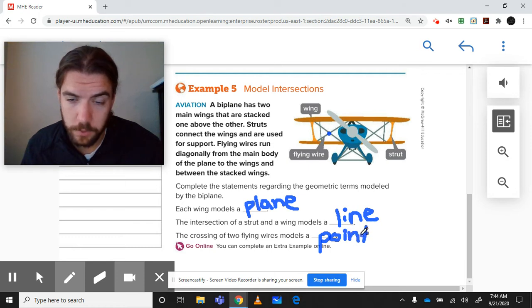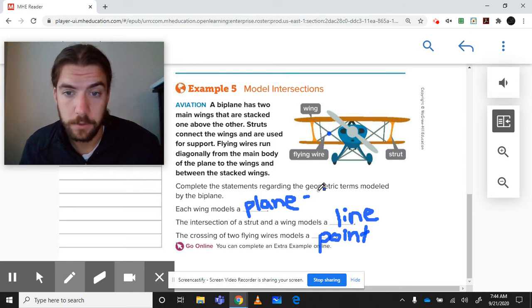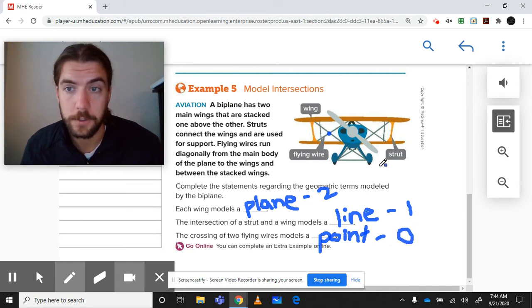So let's just review the dimensions of all these things. A plane is two-dimensional. If you combine two planes and you find their intersection, you see a one-dimensional line. And if you find the intersection of two lines, you get a zero-dimensional point.